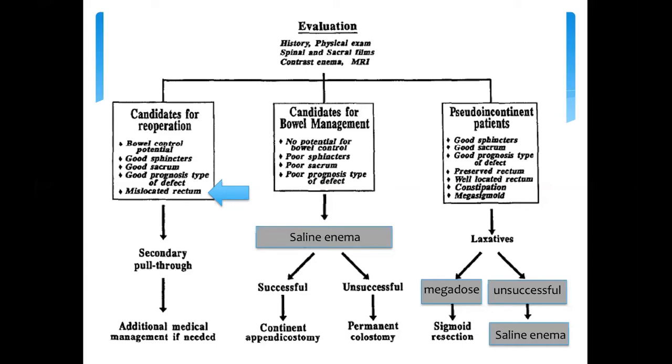The third group, which is on the left of the screen, are patients who are candidates for reoperation. When you have a patient with a normal sacrum, good sphincters, and the type of the defect should have a good prognosis, but unfortunately they underwent a surgery that mislocated their new anus, we can offer them a redo pull-through, and they have to be assessed after the redo to see if they need bowel management or not.